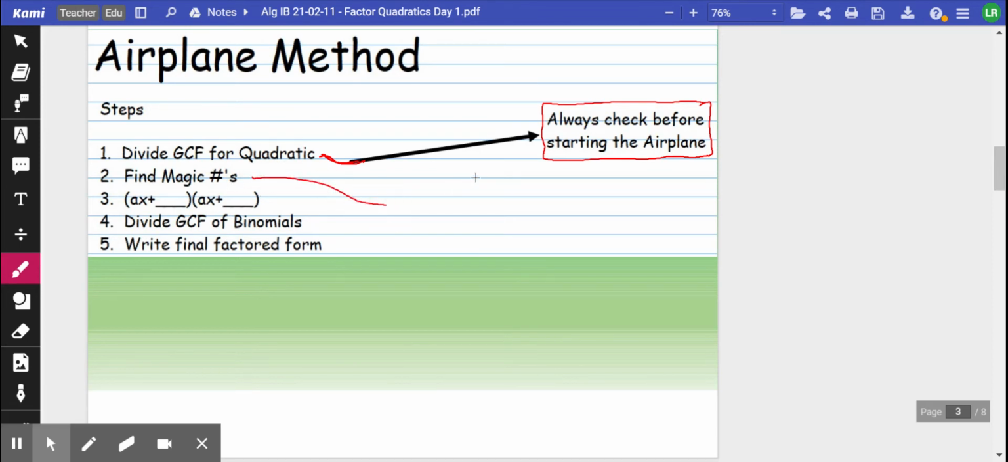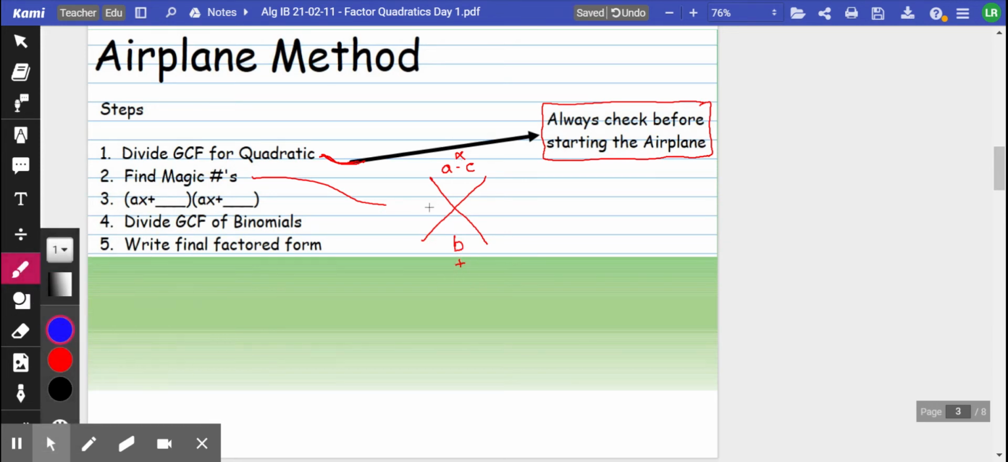We start our propeller. Okay, and that's why we make it an X. Just a reminder when we do this, on the top is A times C. On the bottom is our B. So it multiplies to be whatever this number is, adds to be whatever this number is. And our goal is to get these 2 magic numbers.